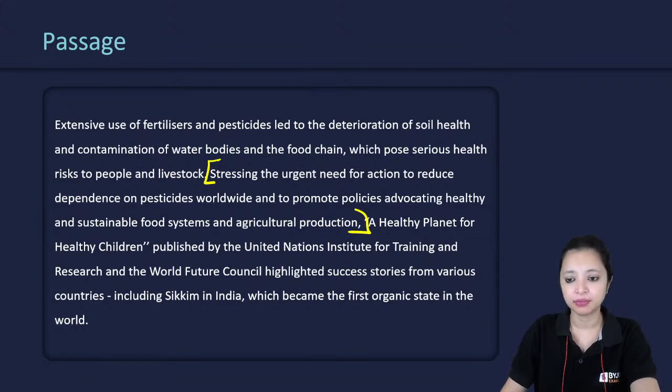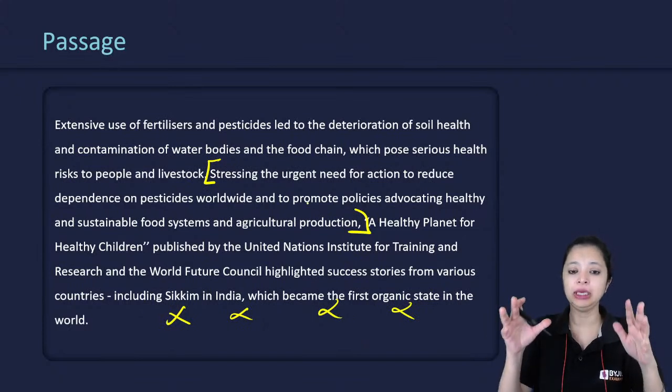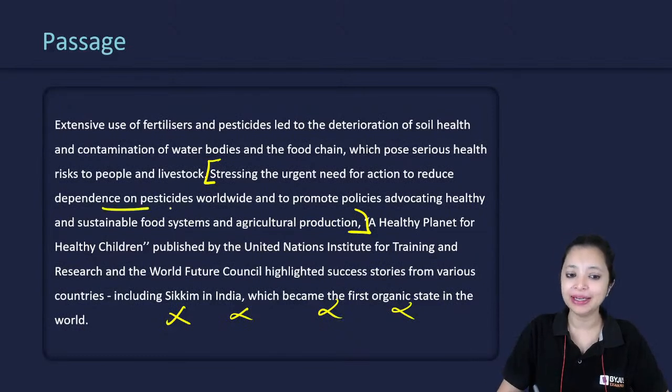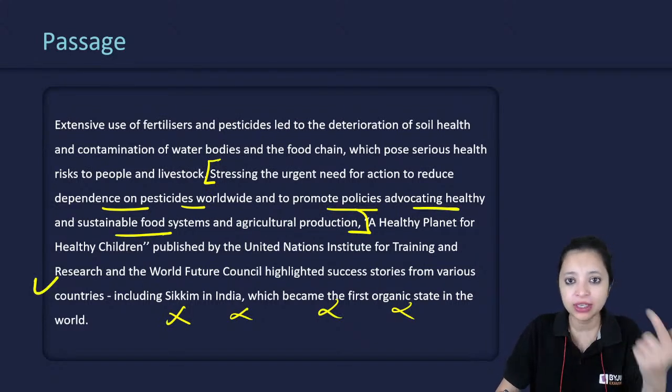Does not matter. Exactly. Negative impact. Yes, Ashutosh. That's exactly why I had highlighted that. Stressing the urgent. Yes, Megha. Yes. That first and the last line. Okay. Last line says Sikkim. No, no, no, no. This line is not important. Only that the situation is severe and we need to reduce our dependency on pesticides and promote policies for healthy and sustainable food system. An example of how we can do that.